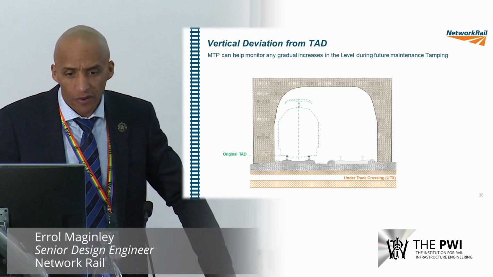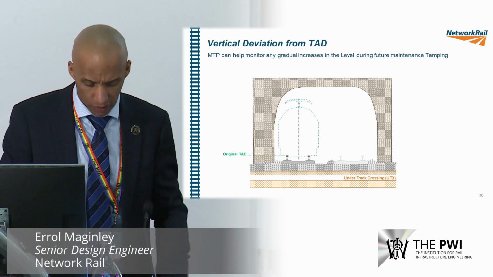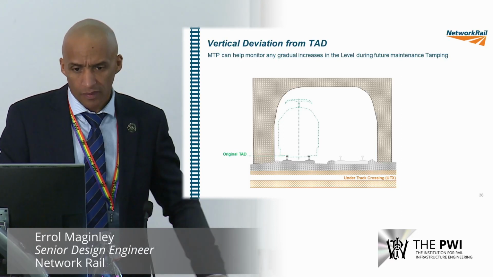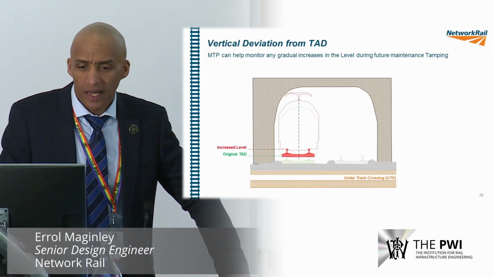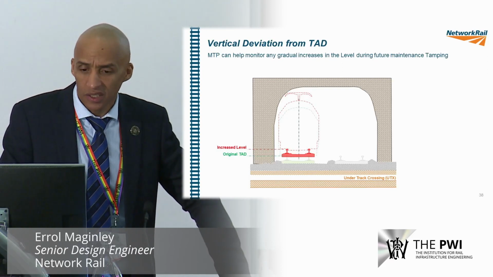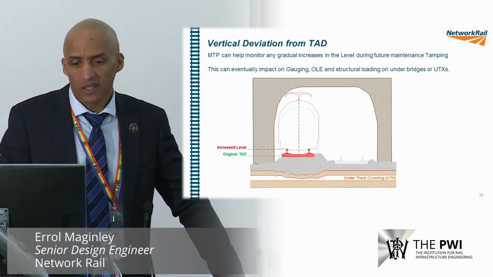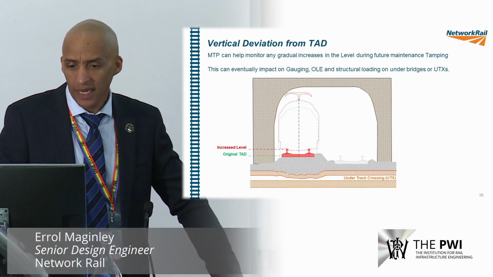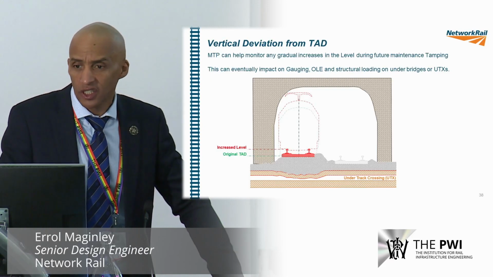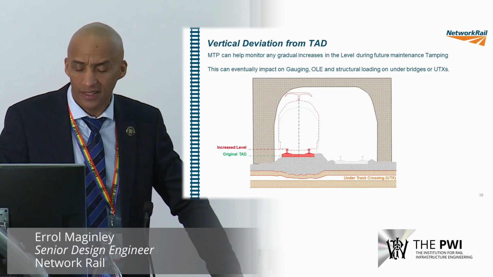There's also consideration for the vertical deviation if you don't have managed track position. MTP can help monitor the gradual increase in the level during future maintenance tamping. This can eventually impact on gauging, OLE and structural loading on underbridges and UTXs, simply by not knowing where the level of your track is.